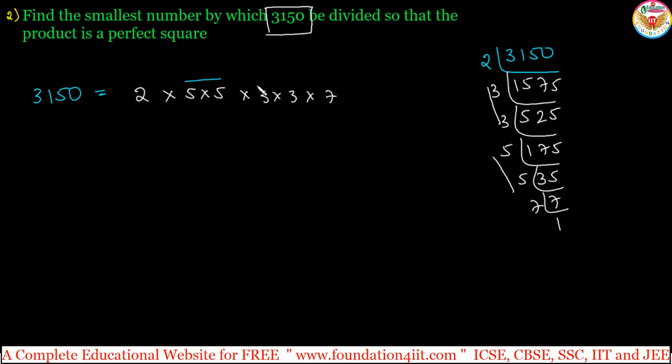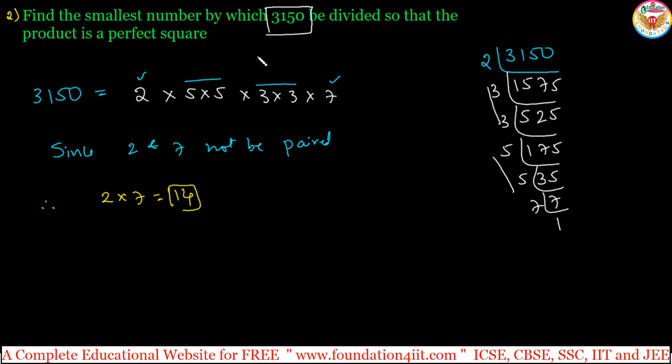So this is one pair, this is one pair, and 2 and 7 are not paired. Since the prime factors 2 and 7 cannot be paired, this number should be removed. That means the given number should be divided by 2 into 7. So 2 into 7 is equal to 14. So 14 must be divided to make it a perfect square.